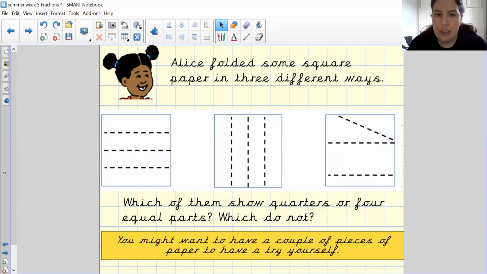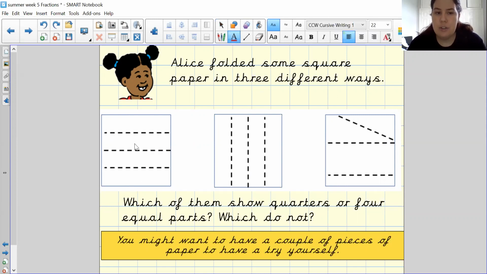So, looking at the problem we have in front of us, what do we know about quarters already? Well done. We already know that quarters, and when we do fractions, they all have to be equal. That is the first clue to help you solve this problem. Let's look at the first picture. Are each of these parts equal? Yes, they are. 1, 2, 3, 4. It has 4 equal parts.